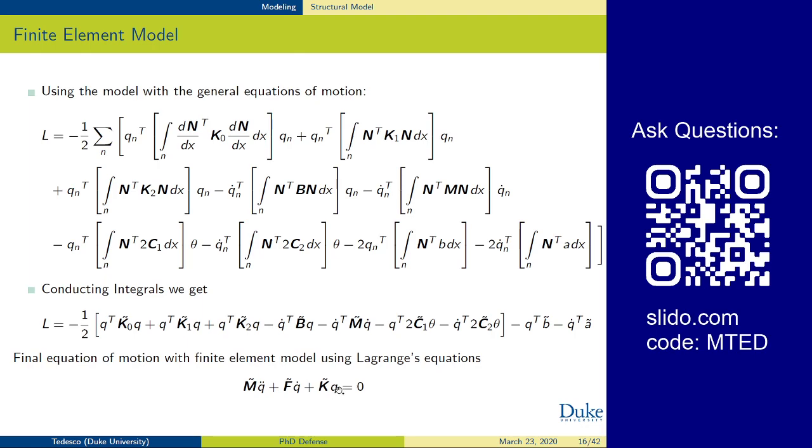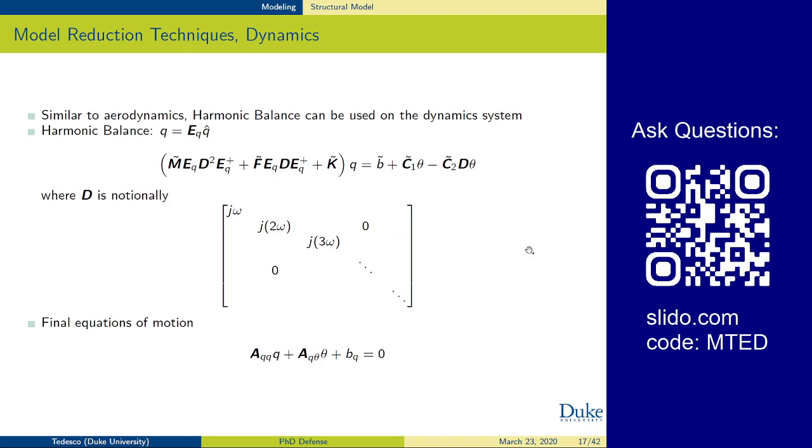Now, similar to before, we can actually use harmonic balance here, where instead of looking in the time domain for q, we can look at q's harmonics. So we notice we have a second derivative that's now turned into a pseudo-inverse times D squared, which is our typical derivative operator. Just so you can see notionally, this is where we have j omegas on the diagonal, multiplying by the correct harmonic amount, either 2 omega, 3 omega.